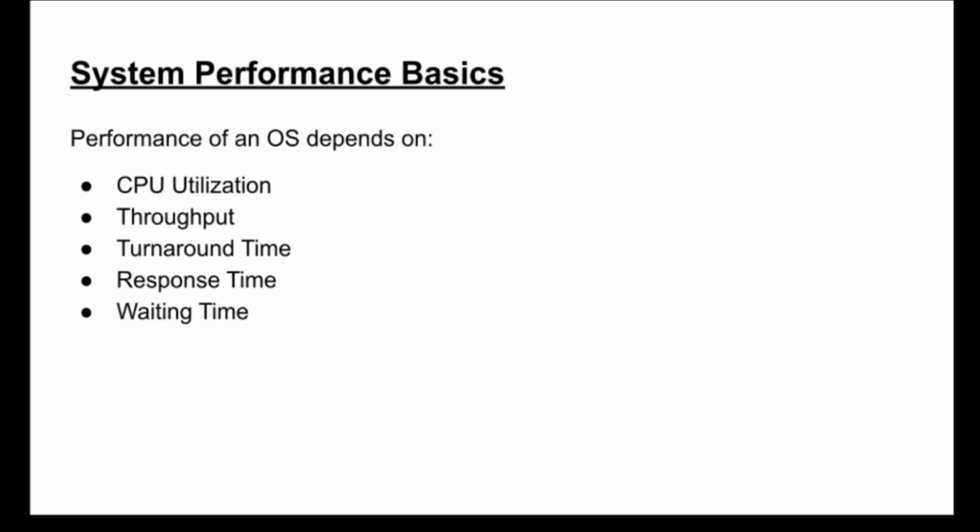Next, turnaround time. So this is the total time taken to complete a job, from submission to full completion. Next, response time. This is the time taken for the system to start responding after the user submits a request. So this is very important in interactive systems. Next is waiting time. So this is how long a process sits in the ready queue waiting for the CPU.